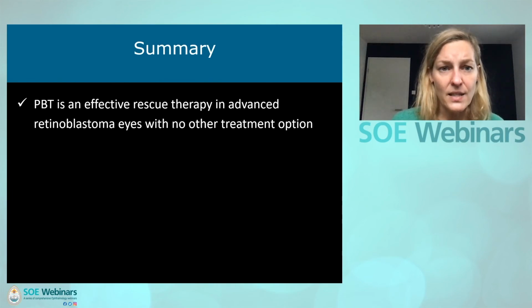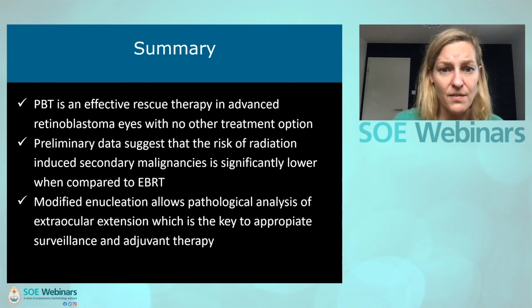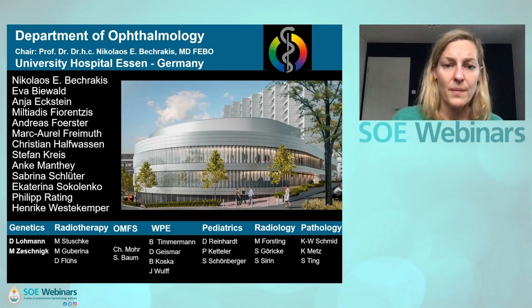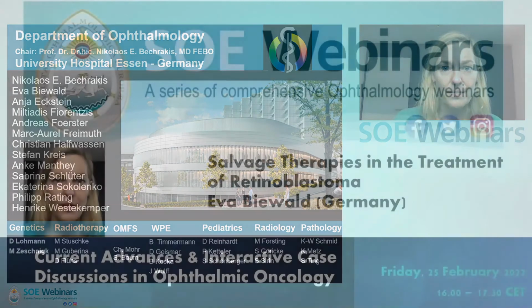So to come to an end, I would like to summarize that PBT is an effective rescue therapy in advanced retinoblastoma eyes with no other treatment options. Our preliminary data suggests that the risk of radiation-induced secondary malignancies is significantly lower when compared to EBRT, and the modified enucleation allows pathological analysis of extraocular extension, which is the key to adequate surveillance and adjuvant therapy. Thank you very much for your attention. I'm happy to take questions.